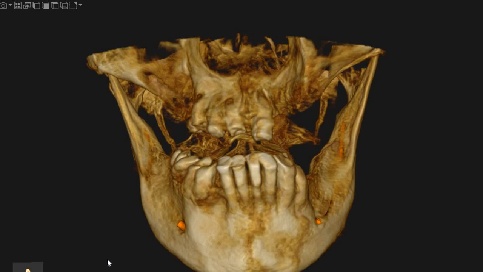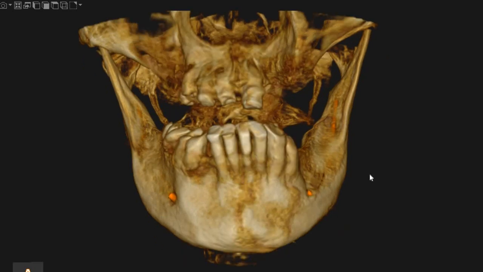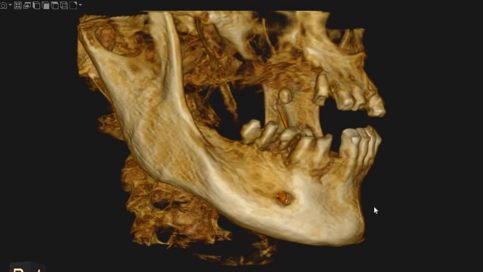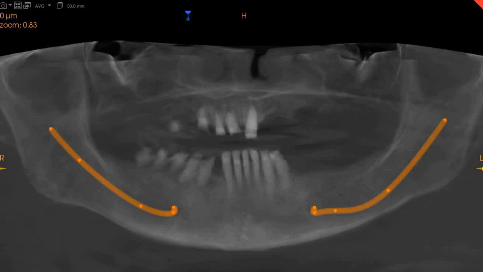Here is the CBCT of the patient that you had requested. The area of interest is the placement of implants and an overdenture after the implants have been placed. This is the panoramic view. We're going to show you the maxillary arch first, and then we're going to move on to the mandibular arch.